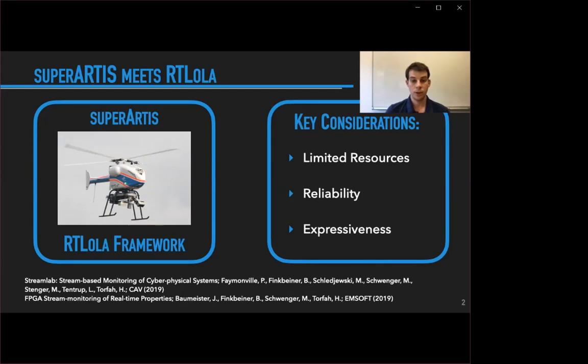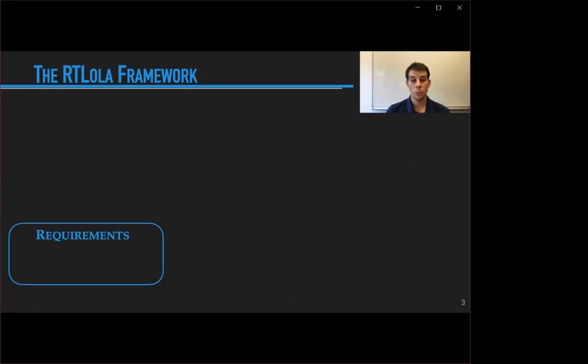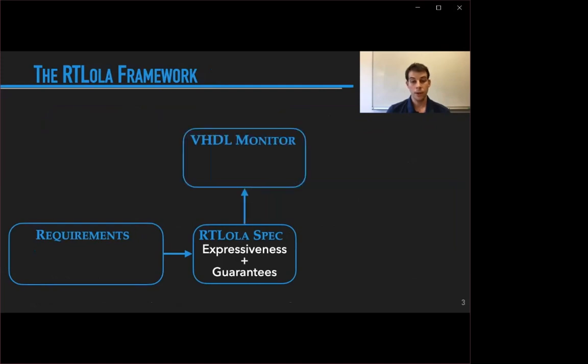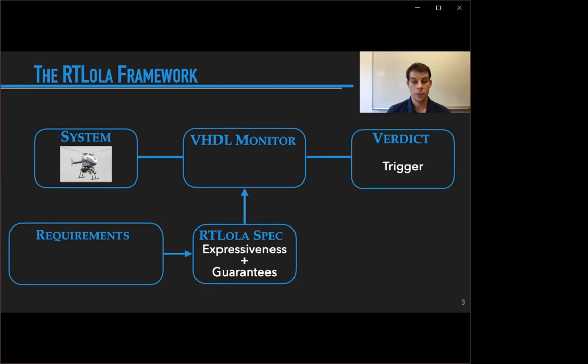Before I present the monitor's integration, let us first look at the general concept of the RT Lola framework and the used specifications. We formulated the safety requirements in cooperation with the engineers in natural language. Then we transformed the requirements into the stream-based specification language RT Lola. This language was expressive enough to describe the properties, but also has formal guarantees, such as formal semantics, compared to natural language or programming languages. Then we compiled the specification to VHDL and synthesized the code in the next step onto an FPGA. During the flight, the monitor receives the drone's data, analyzes them, and produces a verdict. This output notifies the safety pilot in case of a violation.